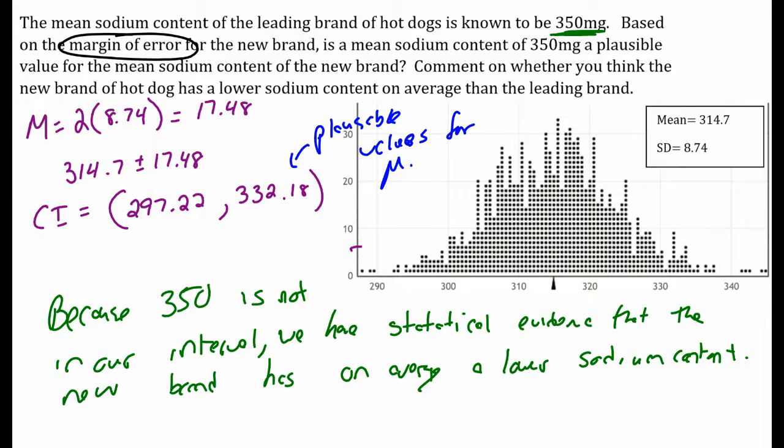So, big idea, margin of error is 2 standard deviations to make our confidence interval, which gives us these plausible values for that population parameter we want to know so much about: the mean of the sampling distribution plus the margin of error, and the mean of the sampling distribution minus the margin of error.